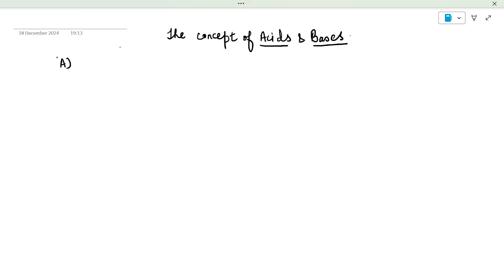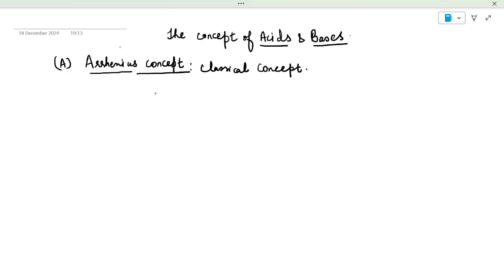So the first concept is the Arrhenius concept. That is, this definition was given by Arrhenius, so it is called the Arrhenius concept. And this is also called the classical concept, because classical means something which is very old. These are the old kind of definitions proposed for the first time, you may say.